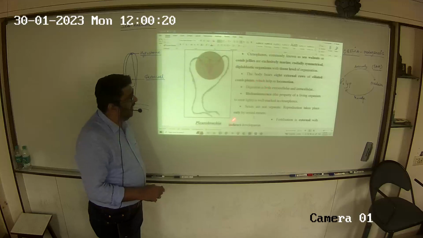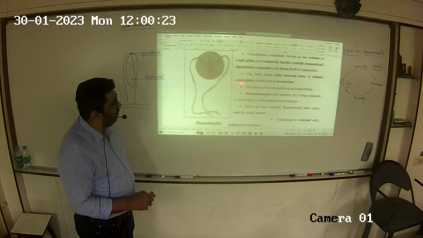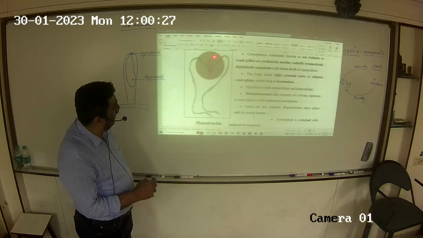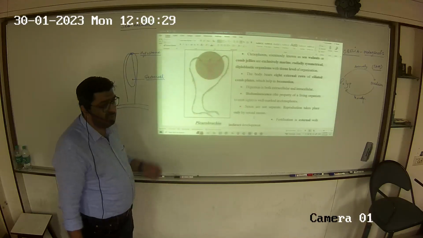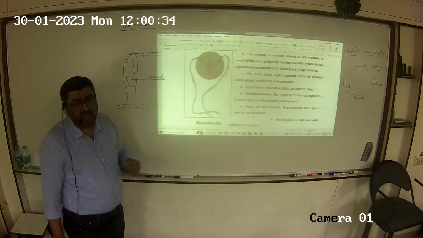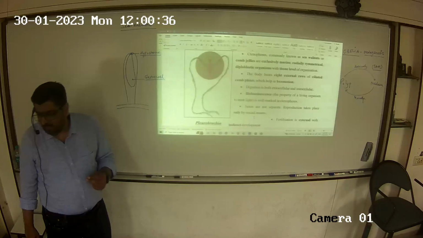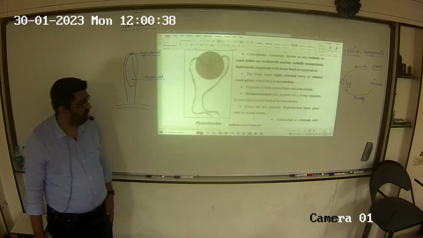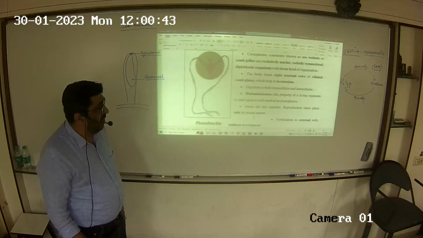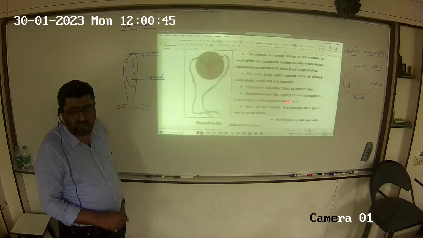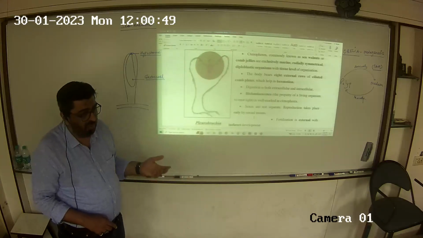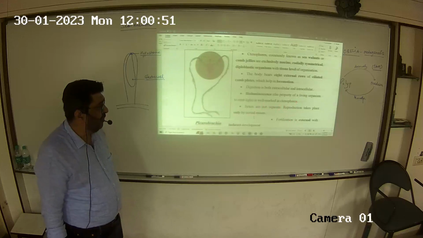The body bears 8 external rows of ciliated comb plates. You can see the small green colored markings, 8 in number. Those structures are called comb plates, and in the comb plates there are cilia attached. Obviously with cilia being attached, it is nothing but an organ for locomotion. Digestion is both extracellular as well as intracellular. Bioluminescence, the property of emitting light, is well marked in ctenophores. This is a feature located here only.